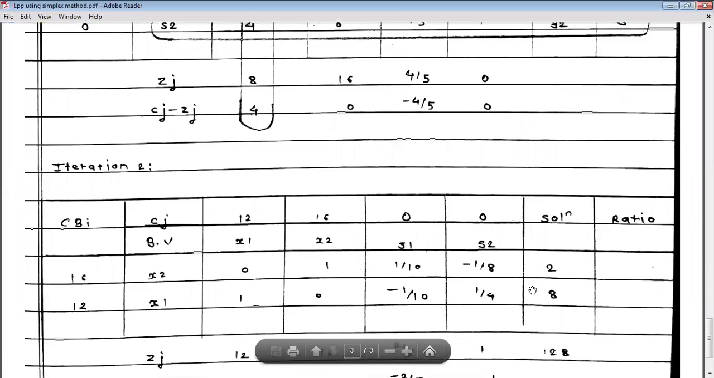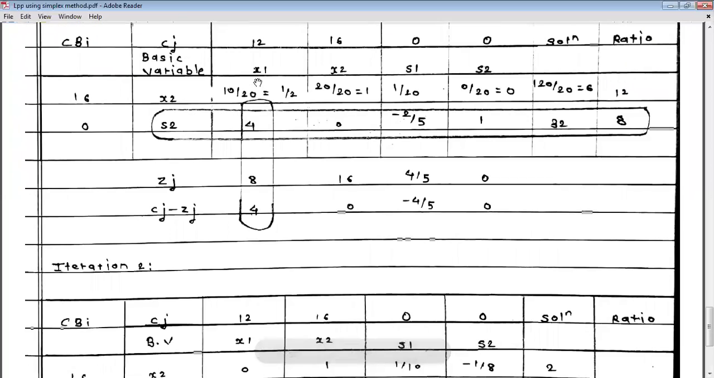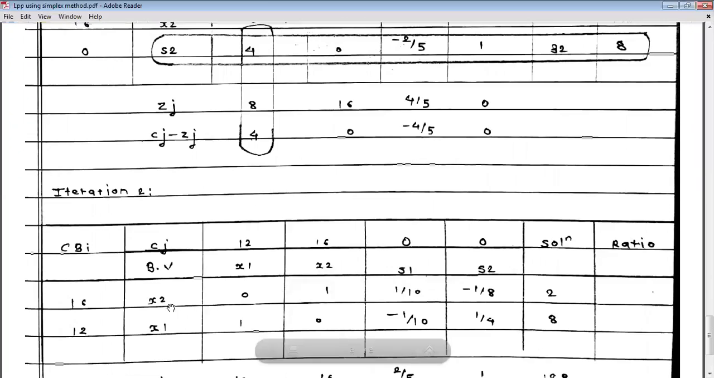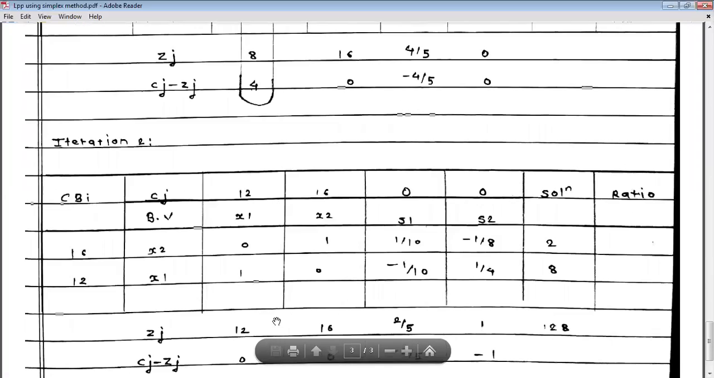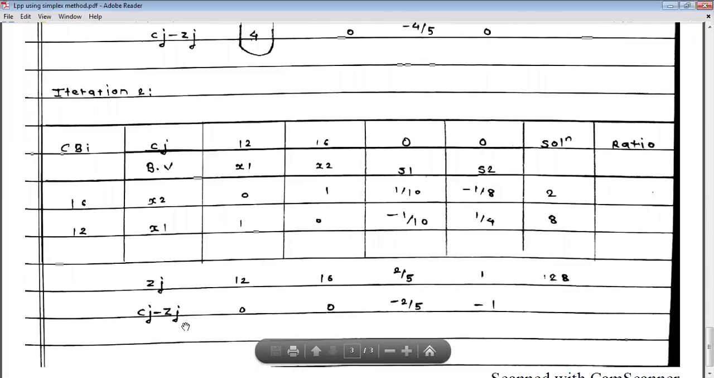Now again, if you see here in this case, x1 is the entering variable and x2 is the leaving variable. So this is being substituted here, x2 coefficient 16, x1 coefficient 12. After you have calculated these values, again you'll be calculating Zj and again Cj minus Zj. Now if you see here, all the values of Cj minus Zj are negative, that is less than or equal to 0. Hence our maximization problem is solved with the values x2 is 2 in the solution column, x1 is equal to 8, and the Z max we have got as 128.